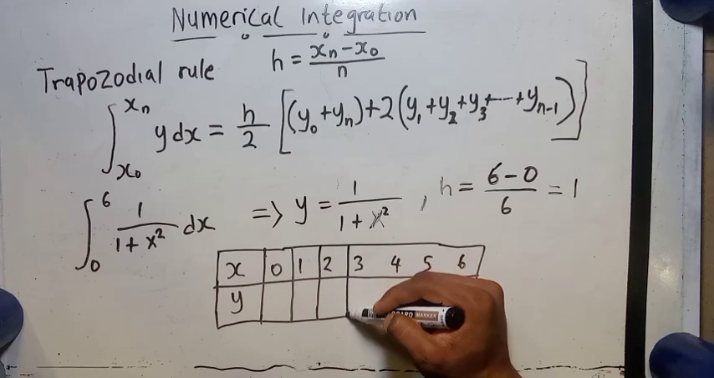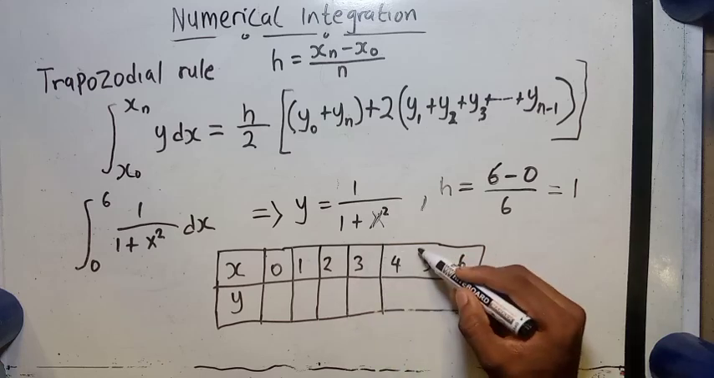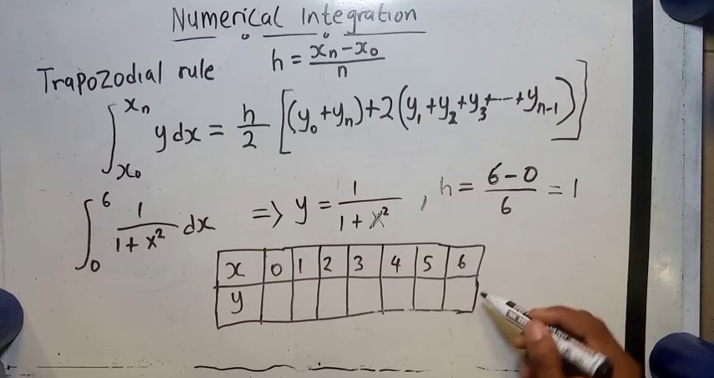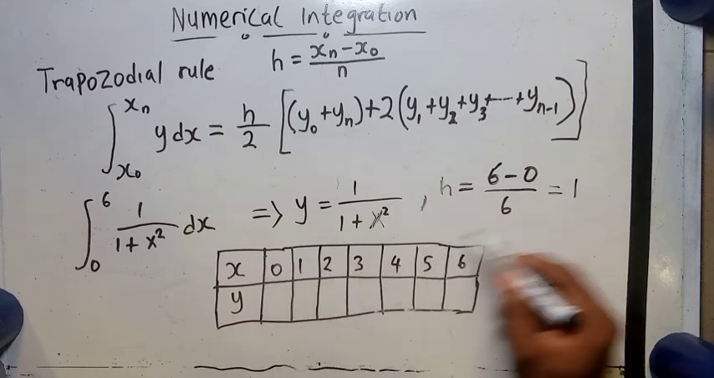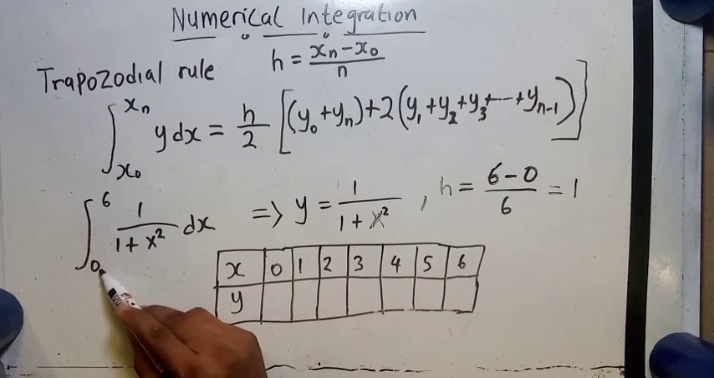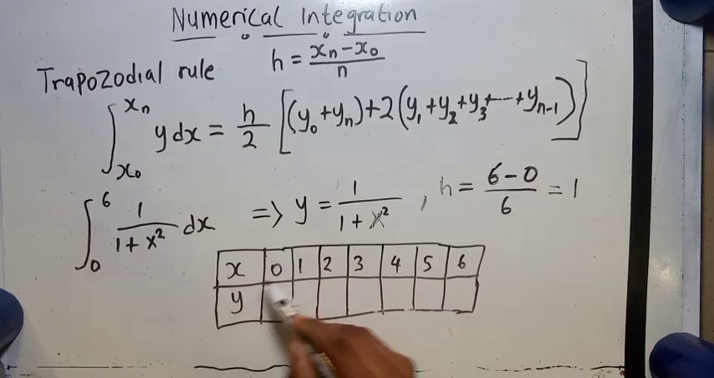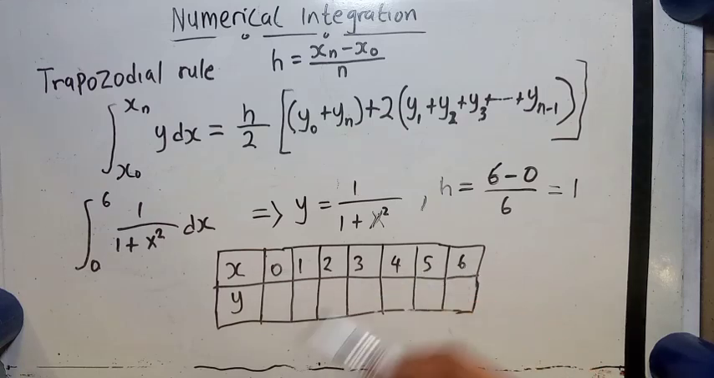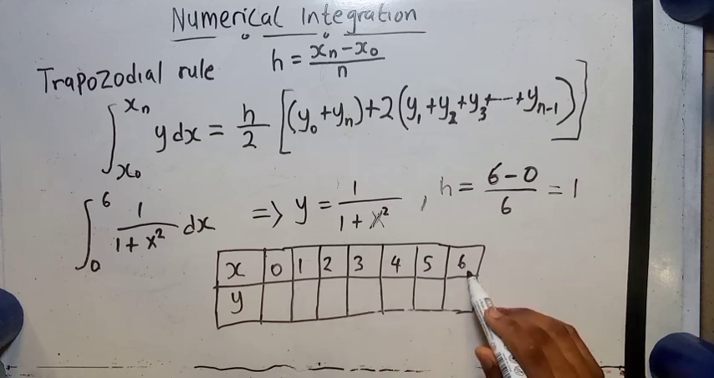Now you ask, how do we get all these values? Our h, which is the interval between our x values, is 1. So what we knew from this question was our first x value is 0, and our last one is 6. So what we're going to be doing is just adding 1 to the first one to get to 6.